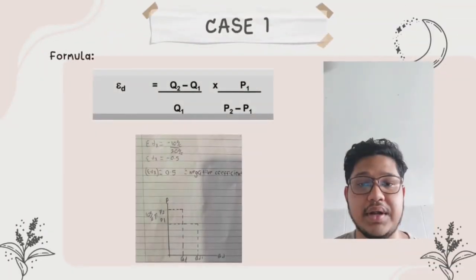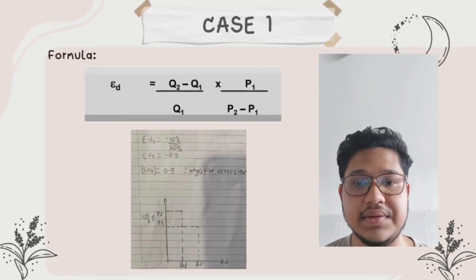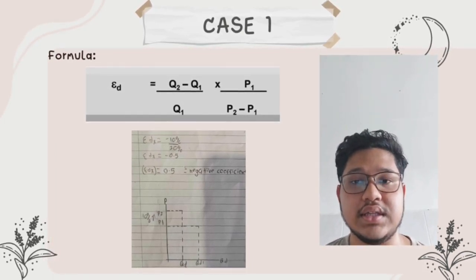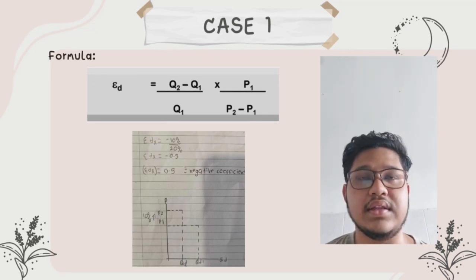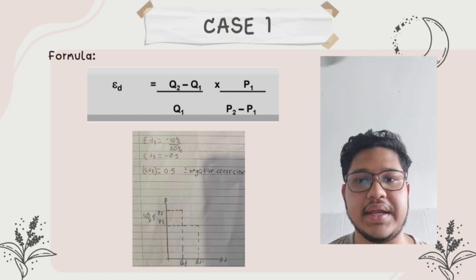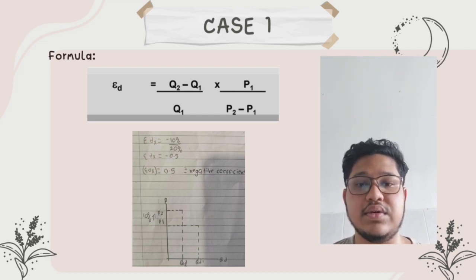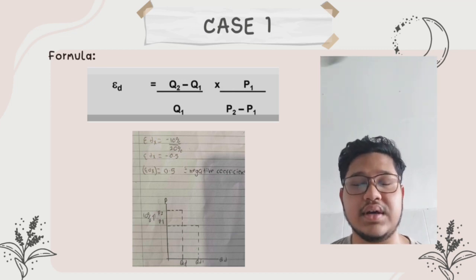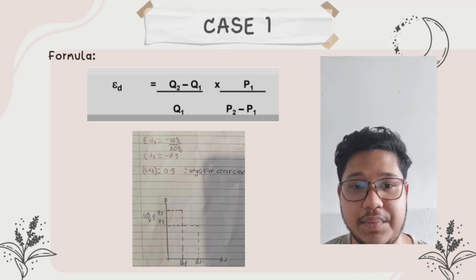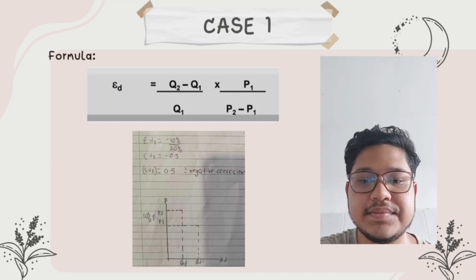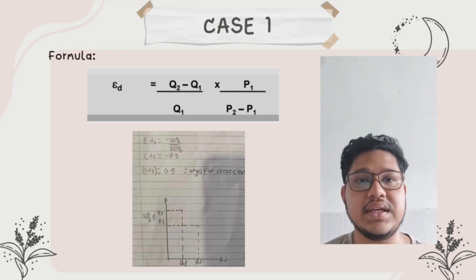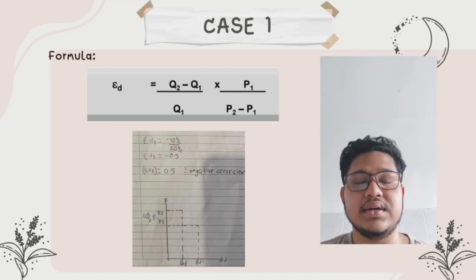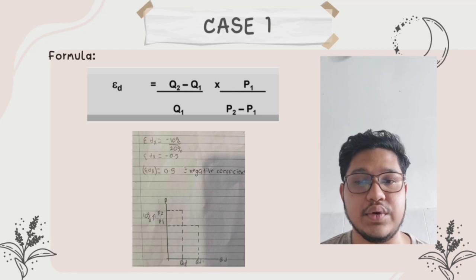Because the quantity demanded is decreased, it will be negative 10 divided by 20, and the answer will be negative 0.5. To get the answer, we must put the bracket and we will get 0.5. So the price elasticity of demand for product A is 0.5. The formula for this question is percentage change in quantity demanded of goods divided by percentage change in price of goods.